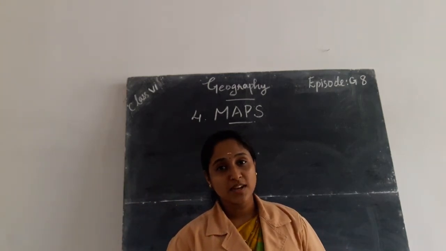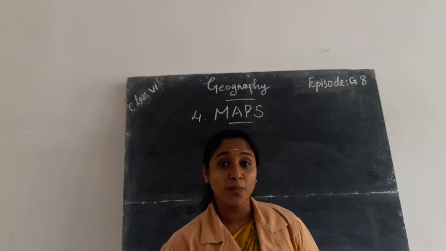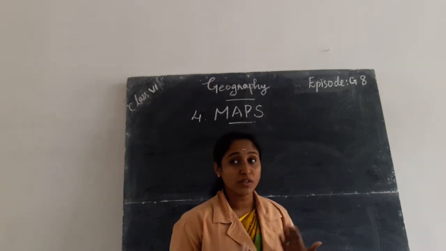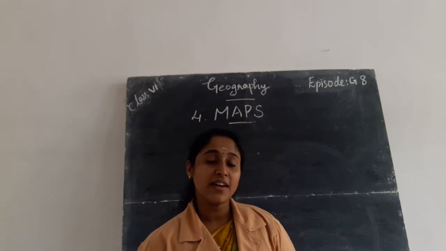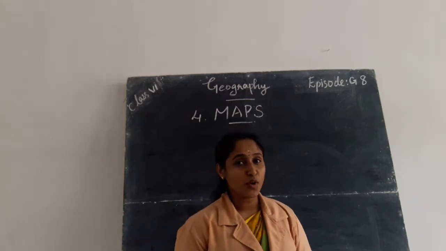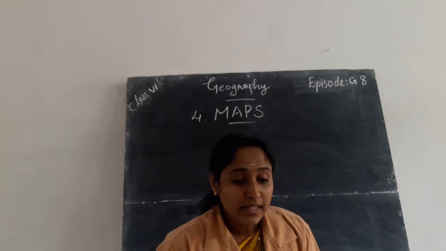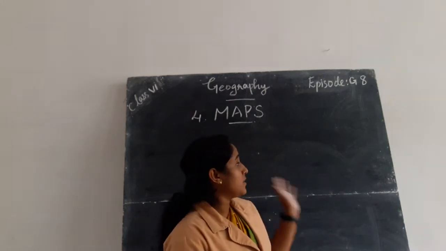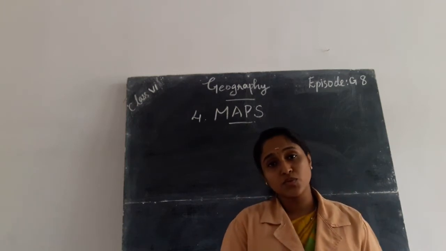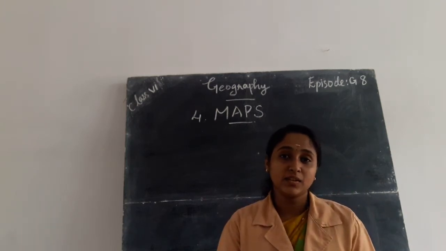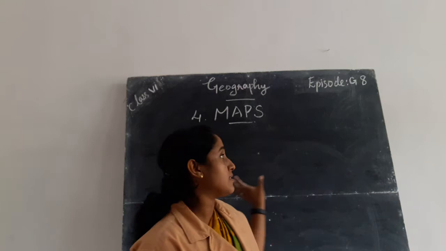In the previous class we discussed the globe. What do you mean by globe? A globe is a true model of the earth. Right? The globe is a true model of the earth, and it can be used to identify our earth.